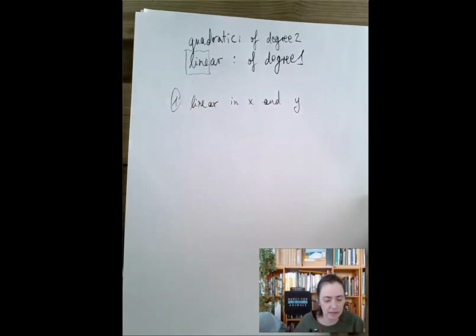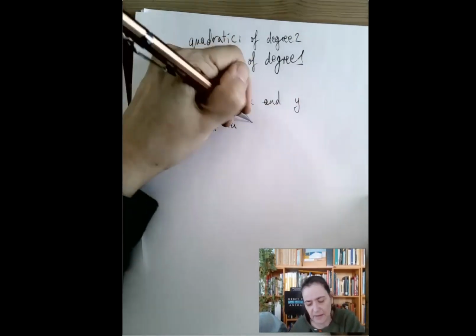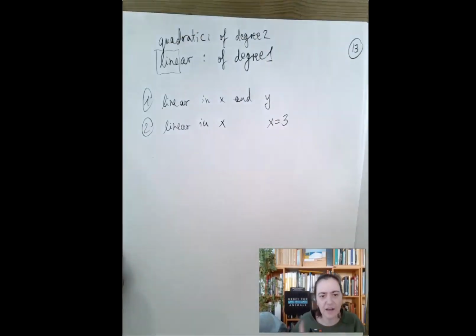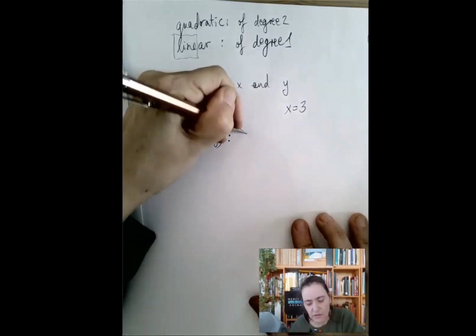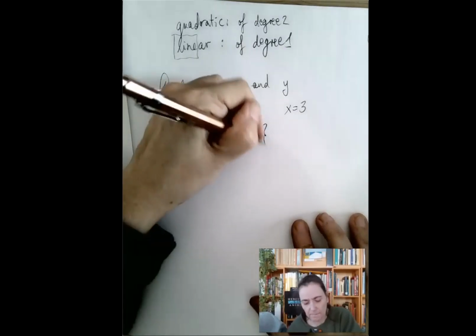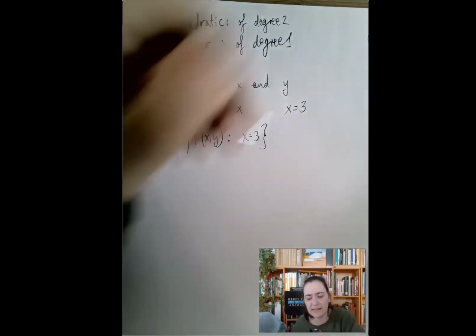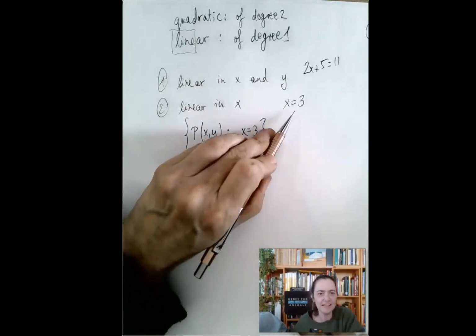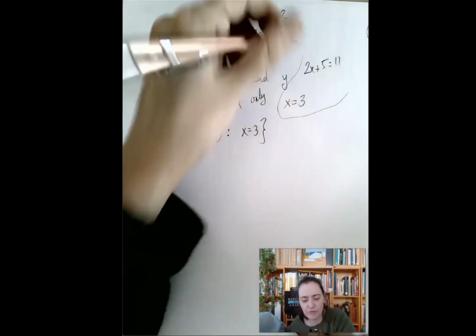That's what we did just now. 2, linear in x. That means y is not present. Something like x equals 3. But I'm telling you that x equals 3 is short for P(x, y) such that x equals 3. And when we graph that, it could be a little bit more complicated, like 2x plus 5 is 11, but then you solve for x and you get that, right? If it's linear in x only, then basically you can solve for it.